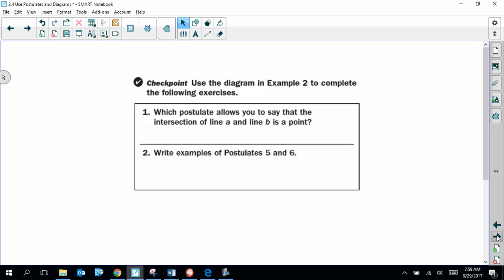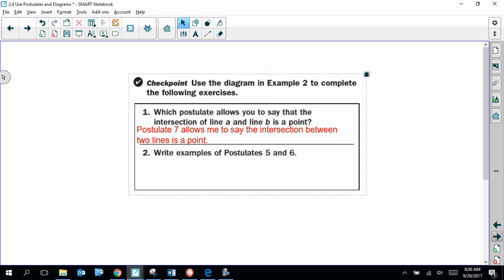All right, so hopefully we have some good answers here. Which postulate allows you to say that the intersection of line A and B is a point? Well, that's the seventh postulate that simply says any time two lines intersect each other, they form a point. Write examples of postulates 5 and 6.